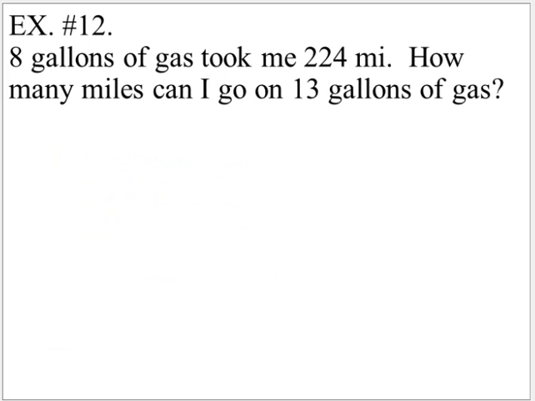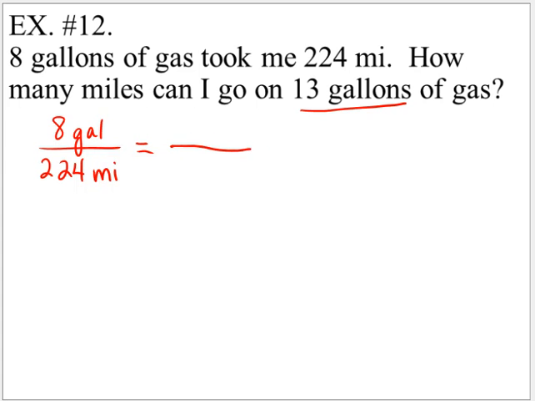Next example. It gives me 8 gallons of gas took me 224 miles. How many miles can I go on 13 gallons? So I'll go ahead and write just 8 gallons over 224 miles. And normally we'll write that miles per gallon, but in this case it doesn't really matter. All we gotta do is make sure that we're matching our units up correctly. It says 13 gallons, so gallons needs to be matched up with gallons. So I'll be putting gallons on the top of the fraction so that, once again, gallons is matched up with gallons, and I can figure out how many miles that would take me.